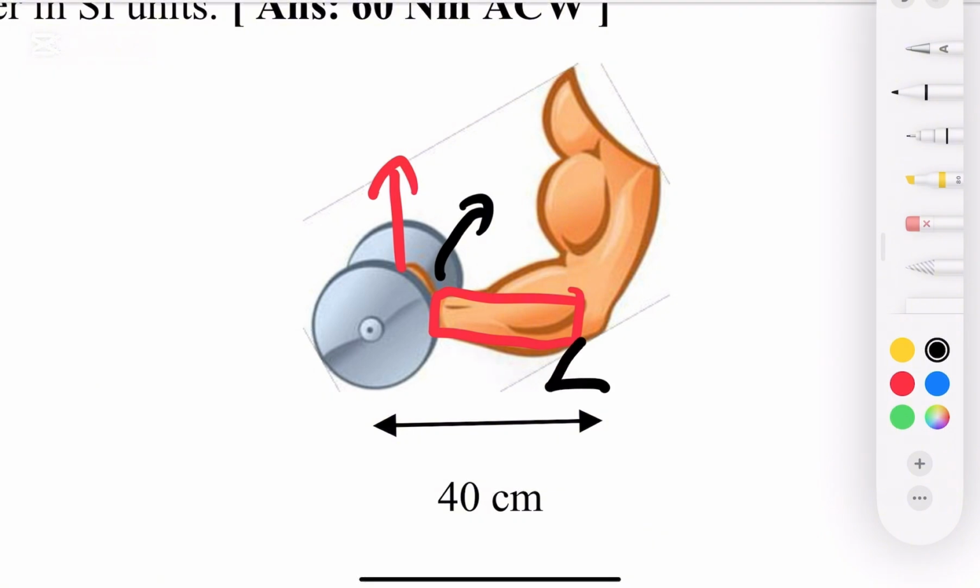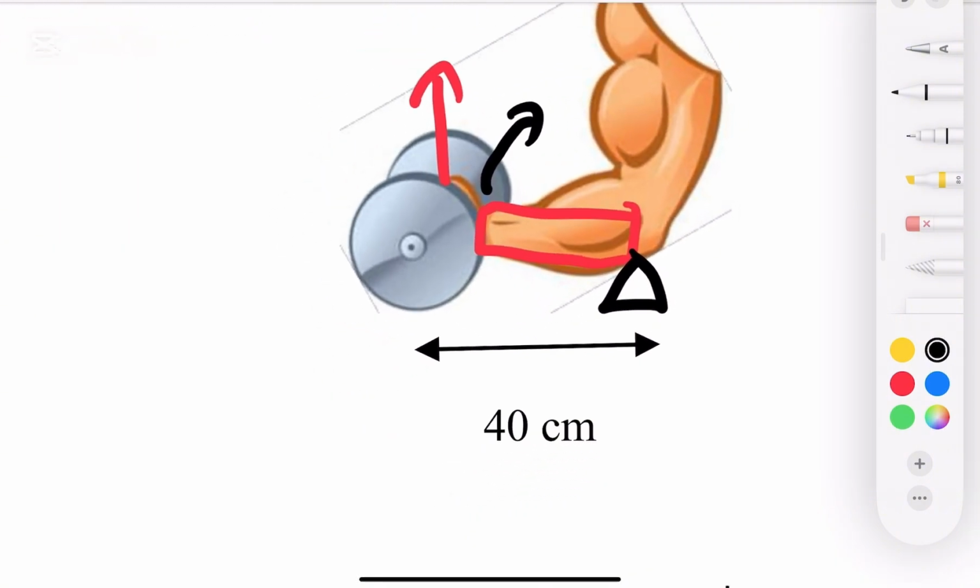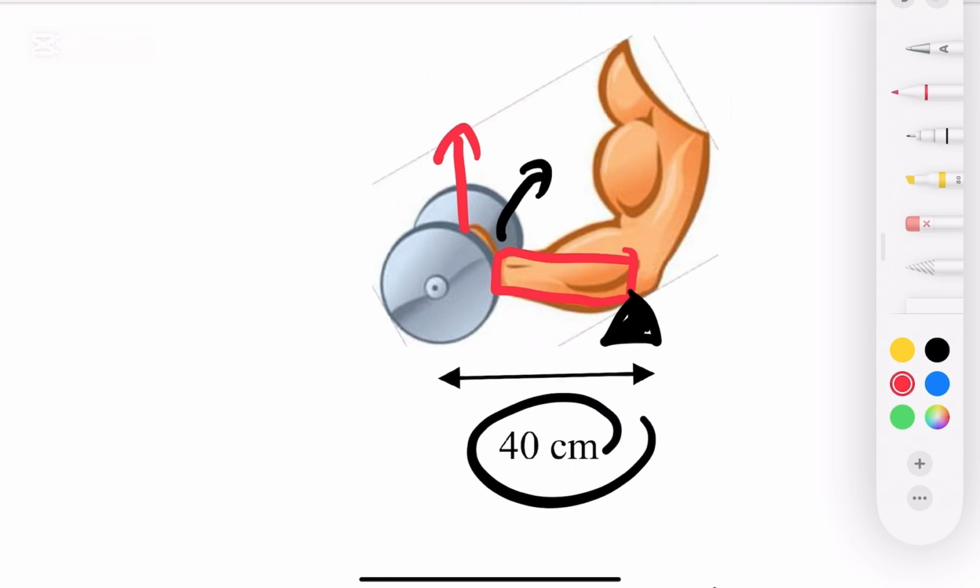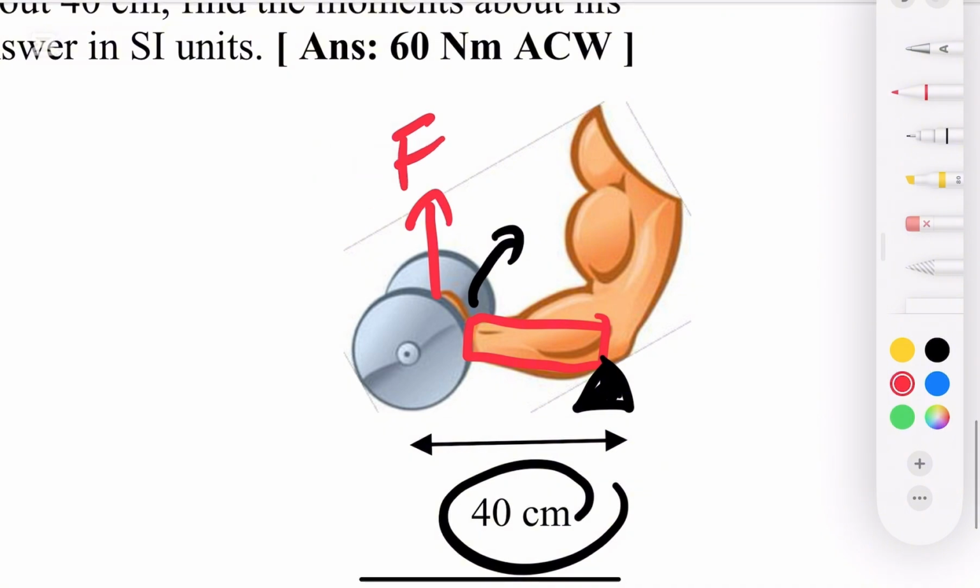So clearly the pivot is going to be at the elbow, right? You can try to perform this task on your own with a water bottle or something, and you can see that the pivot is the elbow in this case. So you have the pivot, and then you also can find the perpendicular distance, which is 40 cm. Right? So the force needed in this case, of course, would be the force needed to lift the dumbbell.